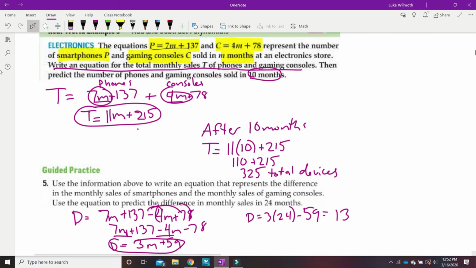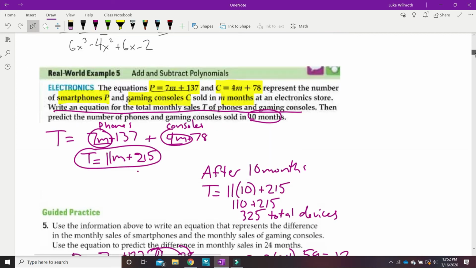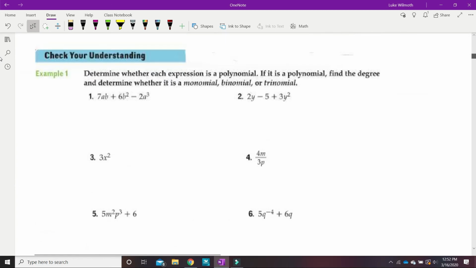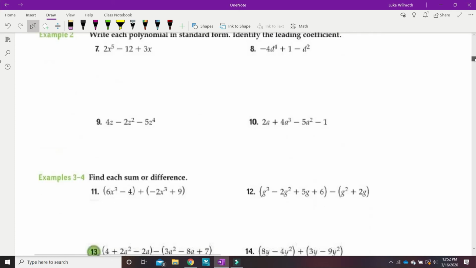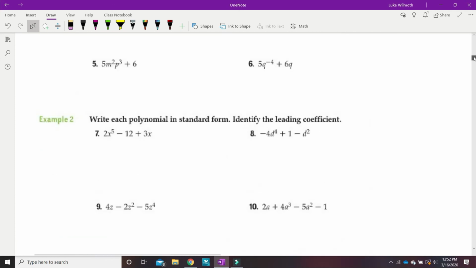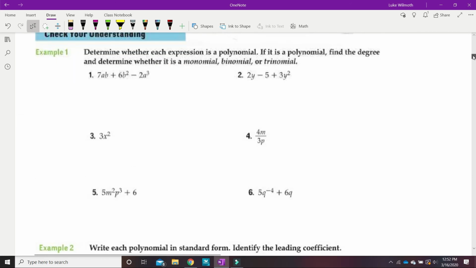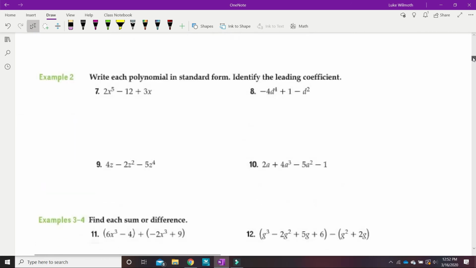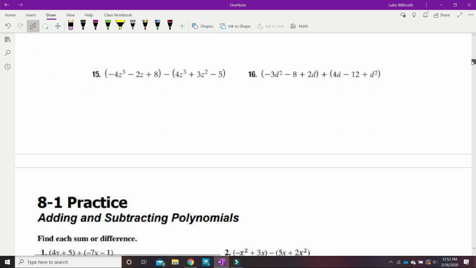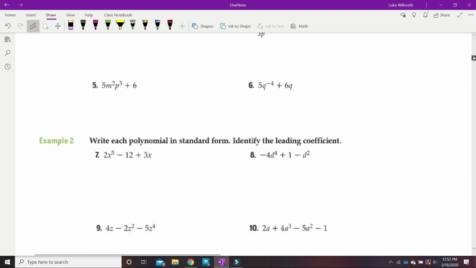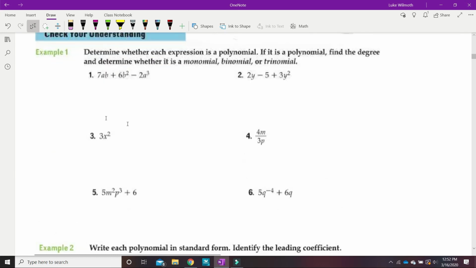So at this point, you should try to do the check your understanding problems right here. And you can kind of see here it says this problem corresponds with example 1, this corresponds with example 2, and these correspond with example 3 and 4. Okay, pause the video now and try and do those.